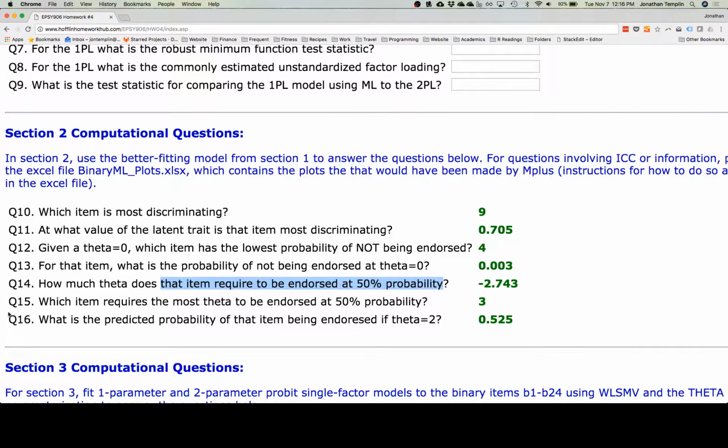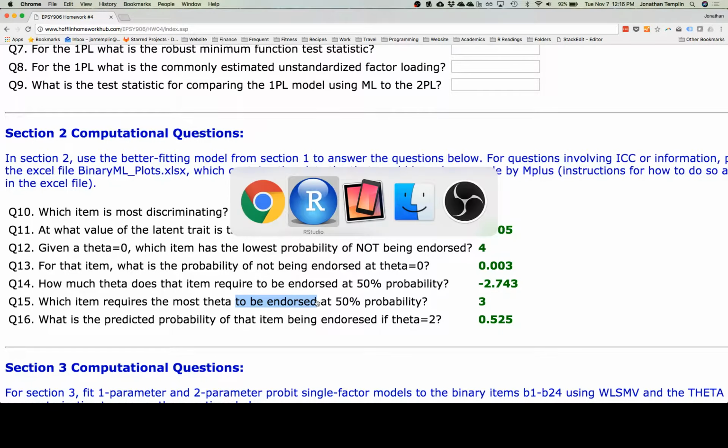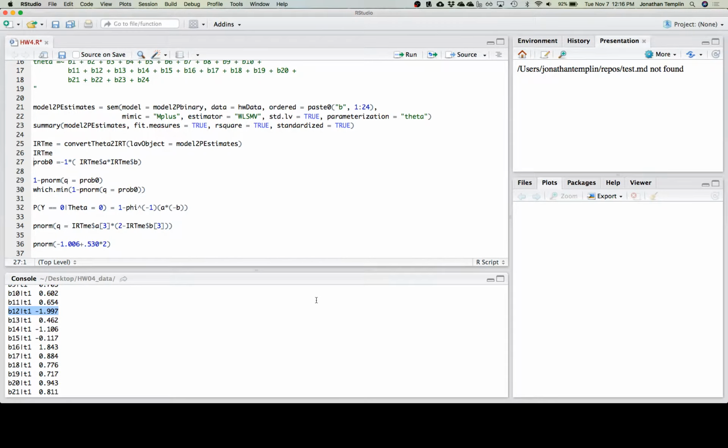Now, finally, item 15, which item requires the most theta to be endorsed at a 50% probability? So now this is the other problem. This is looking for the probability of item equals 1, not the probability of 0. So that's a confusing thing I could have cleared up, and I didn't. The probability that item equals 1 comes from that original model equation. I can show you, maybe.